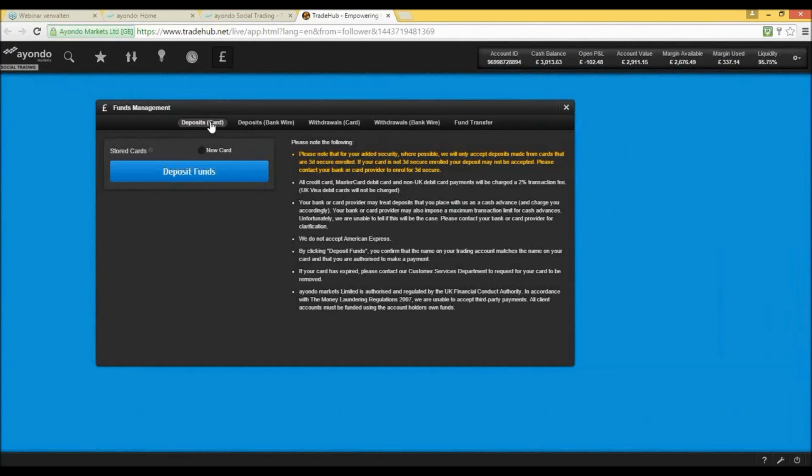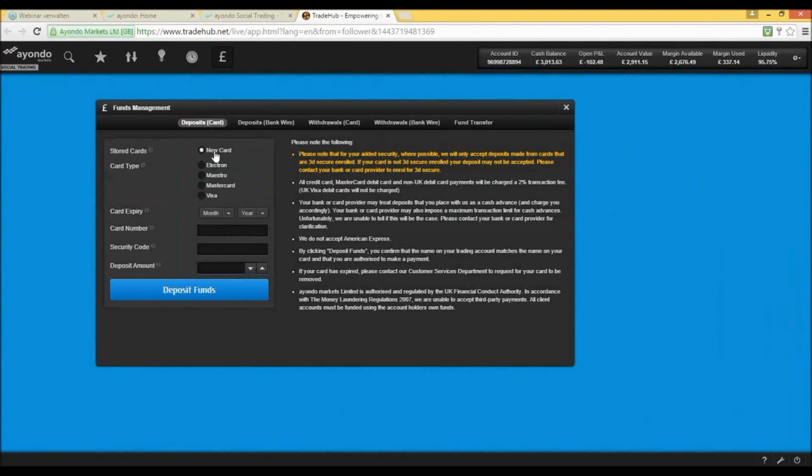In order to deposit by card, you simply need to click on deposit by card, and where it says new card, select that, and then fill in the relevant information by selecting firstly the card type, the expiry date, the long card number, and the security code, which is 3 digits at the back, and then your deposit amount. Once you've done that, simply click deposit funds, and your funds will be allocated to your own trading account.